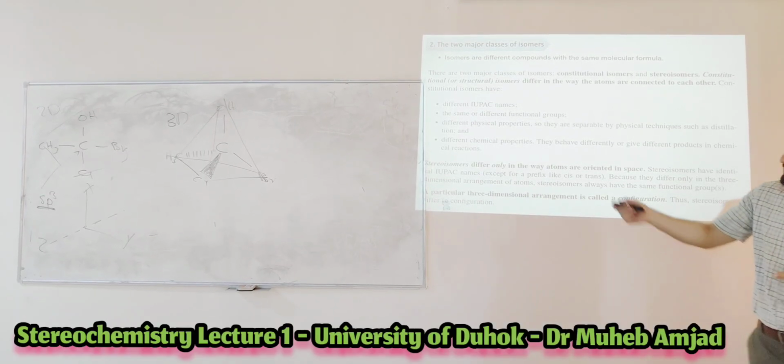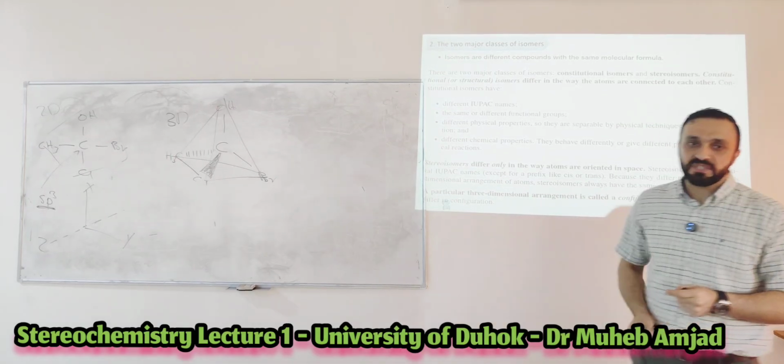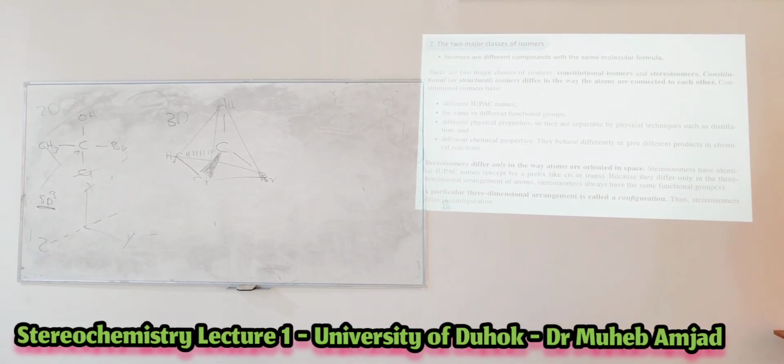In stereochemistry, we use the three-dimensional drawing to draw the molecules. So, a particular three-dimensional arrangement is called configuration. Thus, the stereoisomers differ in configuration. I will give you here what configuration means, for example, just 1 minute.